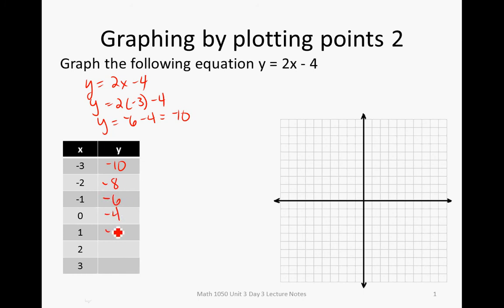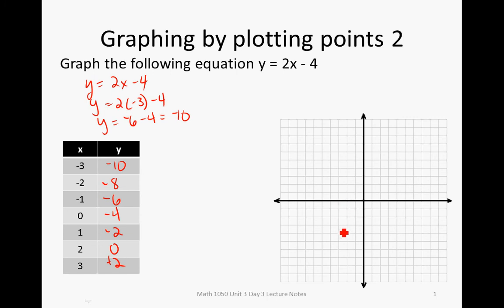Here are the answers. Negative 3, negative 10; negative 2, negative 8; negative 1, negative 6; 0, negative 4; 1, negative 2; 2, 0; and 3, negative 2. So the next step is to graph these. Oops, and I think I have a problem here. This was 0, positive 2. My mistake. So I would like you to pause this presentation and go ahead and graph these.